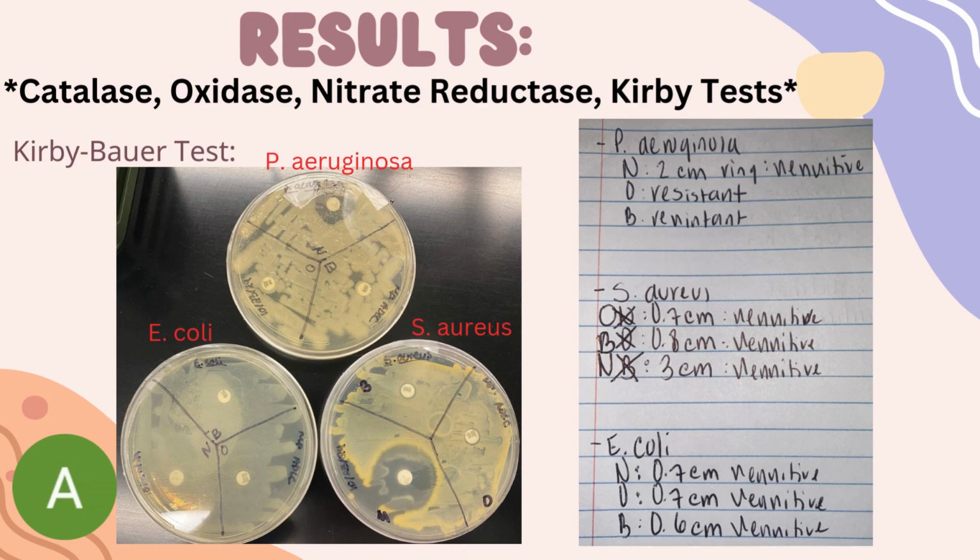What was also observed was the formation of small rings around certain discs, such as the 0.6 centimeter ring around the bacitracin disc for E. coli. This indicates a variance in susceptibility and effectiveness of the antibiotics.